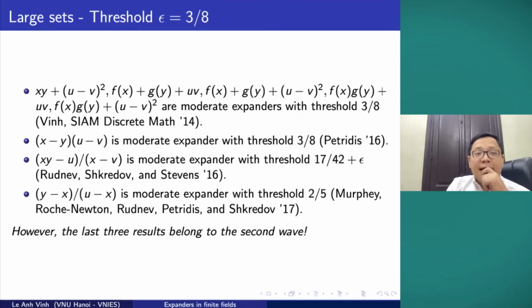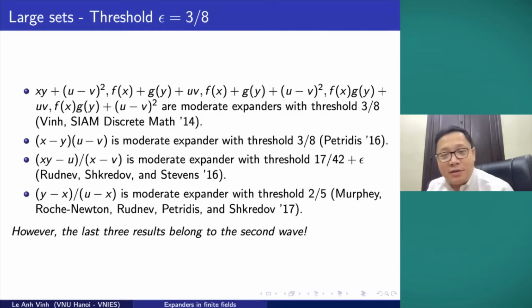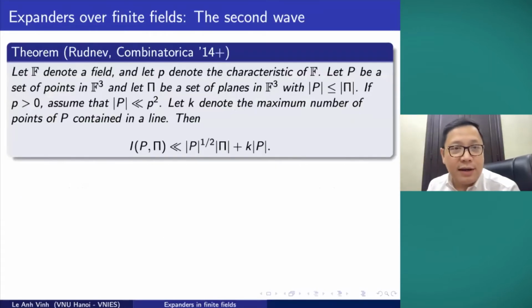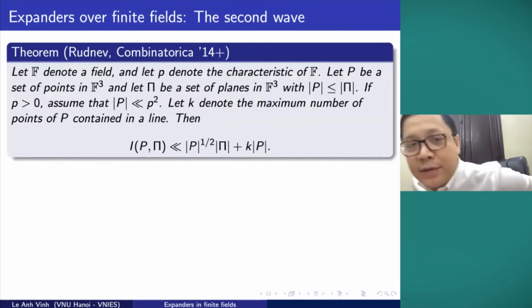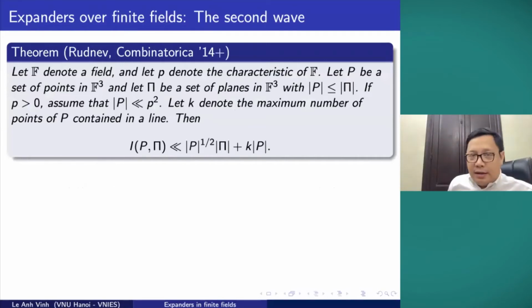And the last result doesn't belong to the first wave, it belongs to the second wave. And they are based on a more advanced technique based on the incidence theorem given by Rudnev. So I think it's a good transition to move from the first wave to the second wave when we mention the incidence between the point set and the plane set over the space.